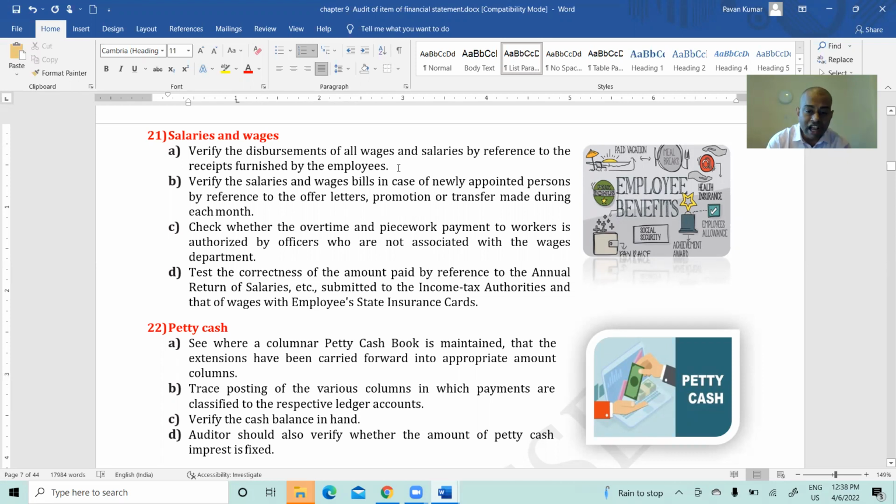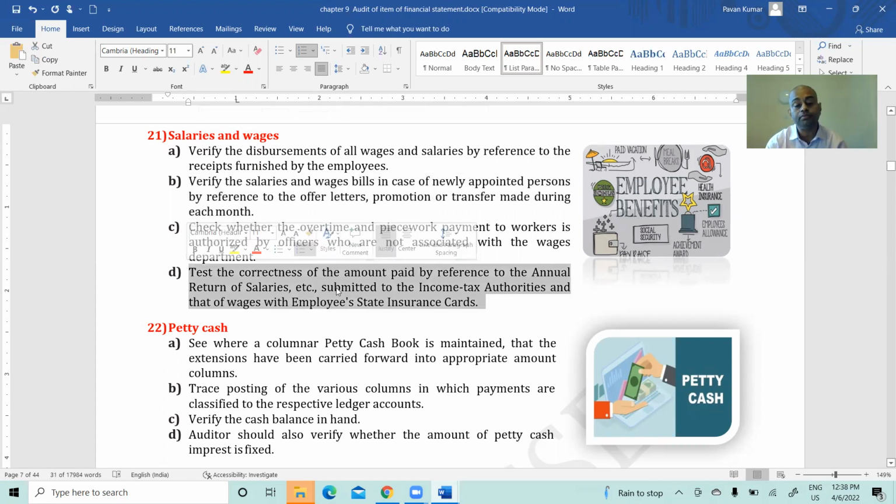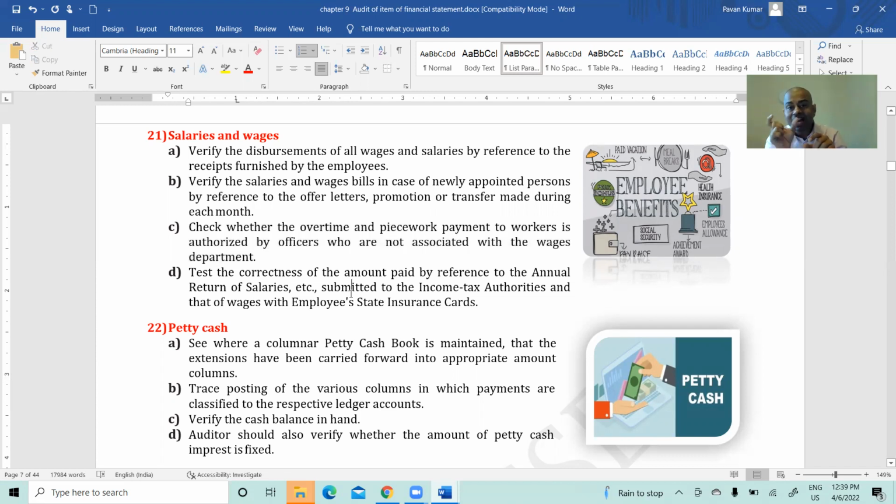So if you observe, guys, this is documentary evidence. This is accuracy of the amount, and compliance with the law. This is authorization for overtime payment. So like that, you can remember the side headings or the keywords. Then you can develop it.